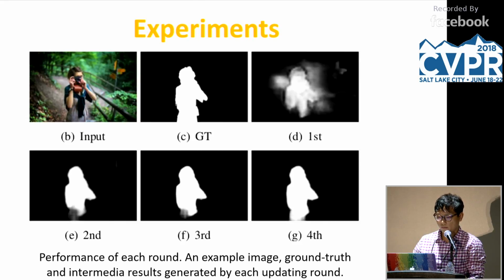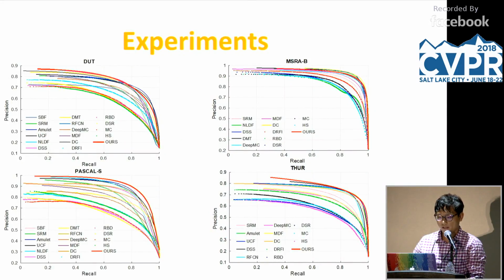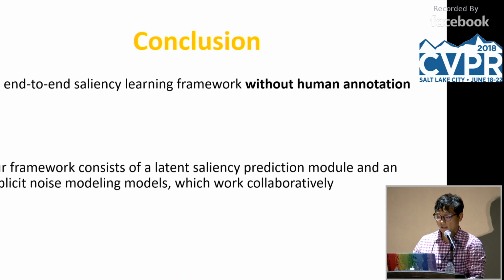At the first round, the variance is 0, and we update the variance at each round. The corresponding silence maps are getting better. The following are the visual and the PR curve comparison of different algorithms, and our results are quite promising even compared to deep supervised methods. In conclusion, we propose an end-to-end silence detection without human annotation, which simultaneously estimates the noise and the silence map.